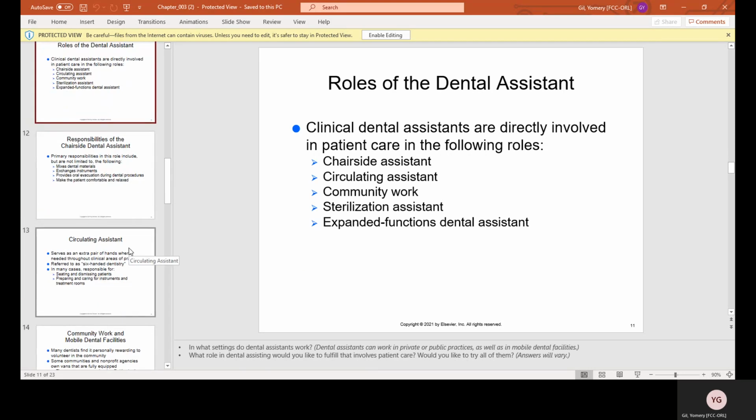The roles of the dental assistant. Clinical dental assistants are directly involved in patient care in the following roles. They do chairside assisting, which means they pass instruments and mix cement or materials. There can be a circulating assistant, which means you go from station to station. You don't work in a particular area. They can do community work, or be a sterilization assistant, where you're in a lab and you're in charge of just the sterilization, and an expanded functions dental assistant, which is what you will be once you graduate from FCC.